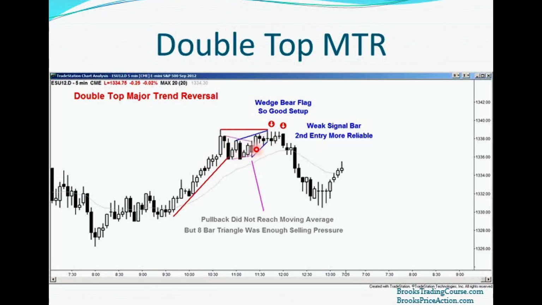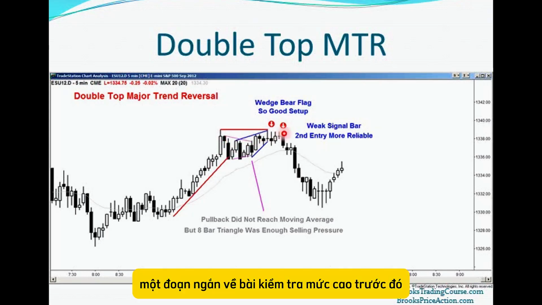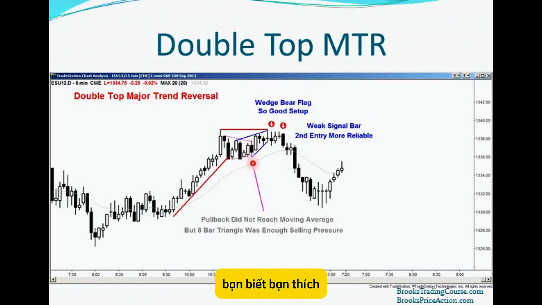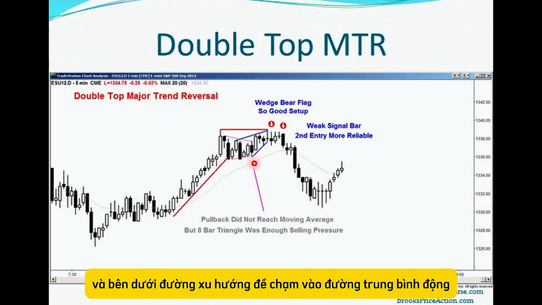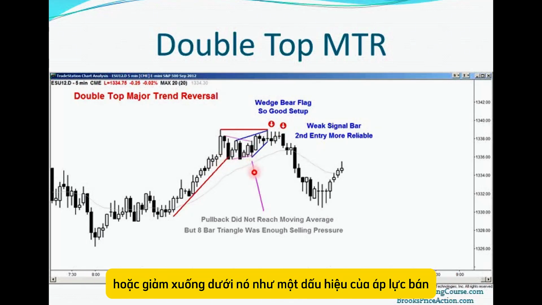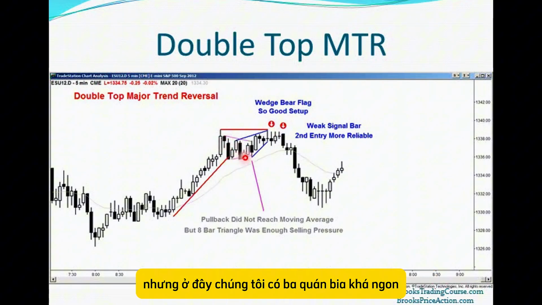And there was enough selling pressure within this triangle to warrant looking for a short on the test of the prior high. You know, you prefer the sell-off, the break below the trend line, to touch the moving average or fall below it as a sign of selling pressure. But here we have 3 pretty good bear bars, and then there was a 4th bear bar here, and we have 2 other bear bars here. So we're accumulating selling pressure.